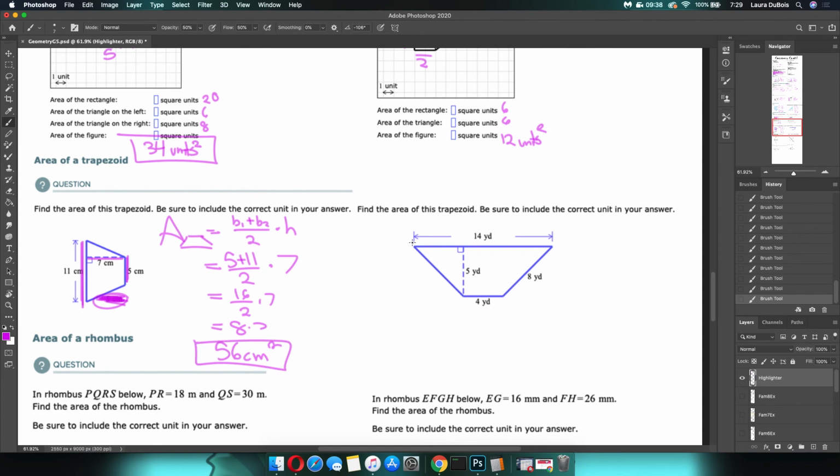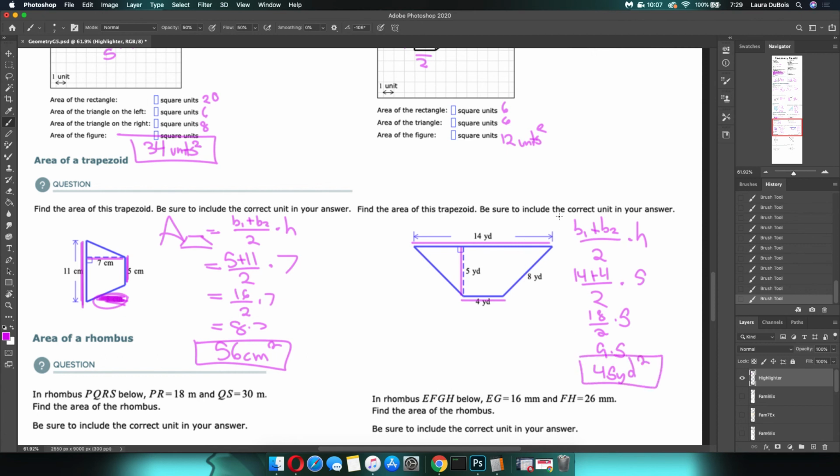Let's see here. There's our first base. Oh, wait. Base 1 plus base 2. So average of the bases times the height. So there's the first base. There's the second base. So 14 plus 4 over 2, and then there's the height. So times 5. 14 plus 4 is 18 over 2 times 5, which is going to be 9 times 5, which is 45 yards squared.